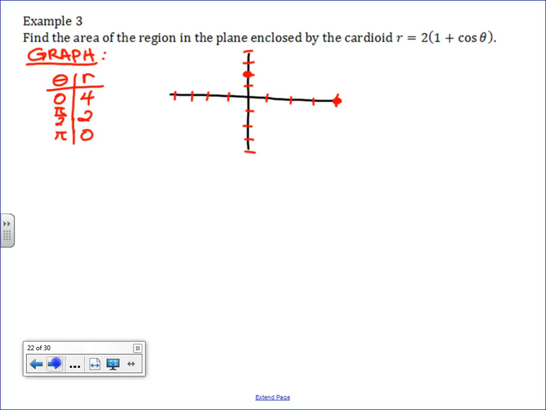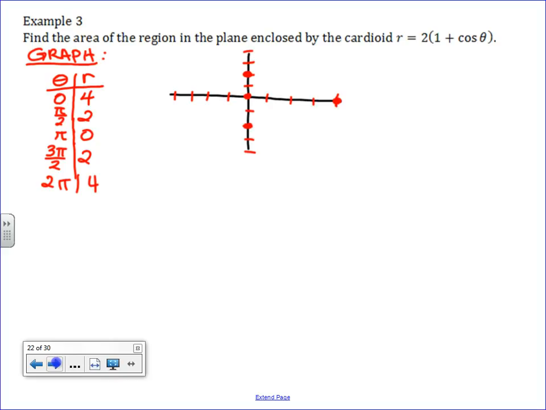So at pi it's here. And then we could keep going a little bit more. We could do 3 pi over 2. At 3 pi over 2, cosine is 0, so r is 2 again. Now it's over here. And then we could plug in 2 pi, but at 2 pi it's going to be 4 again. Huh. What picture is this? It's a cardioid. A cardioid is kind of like a heart, right? It has a little cusp.